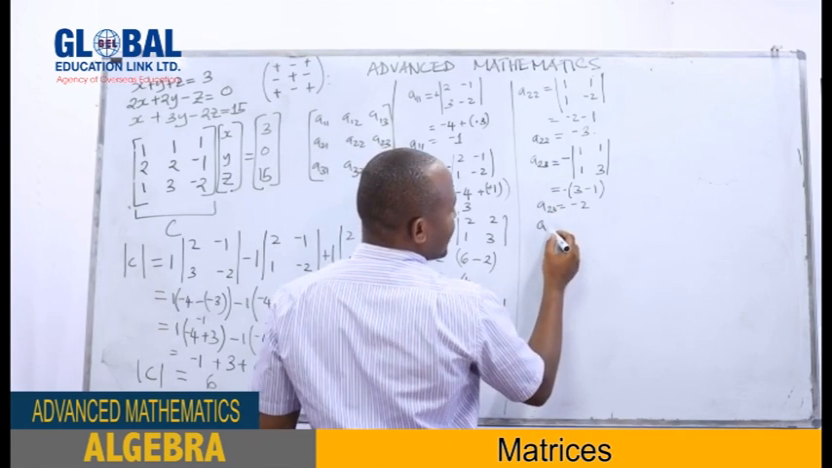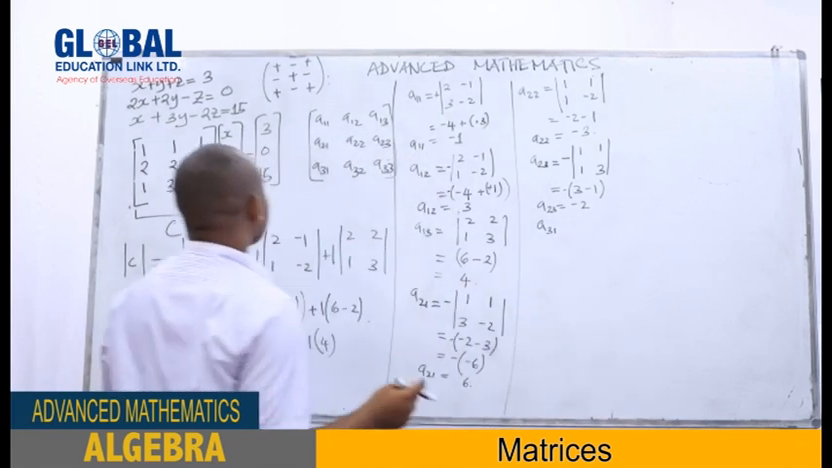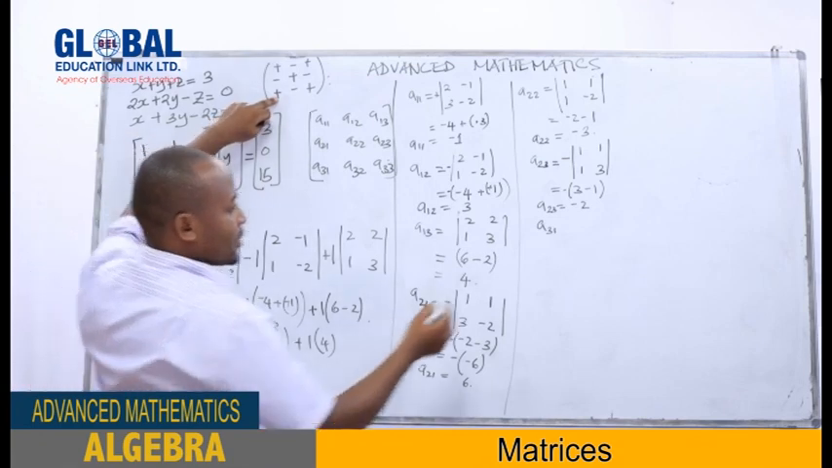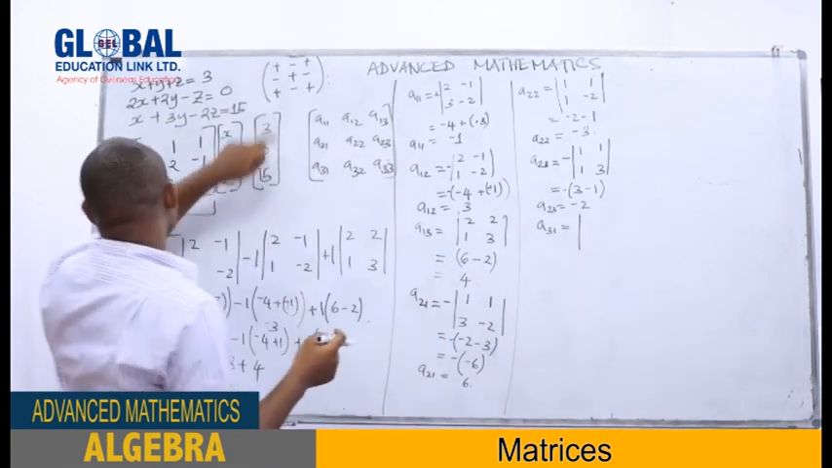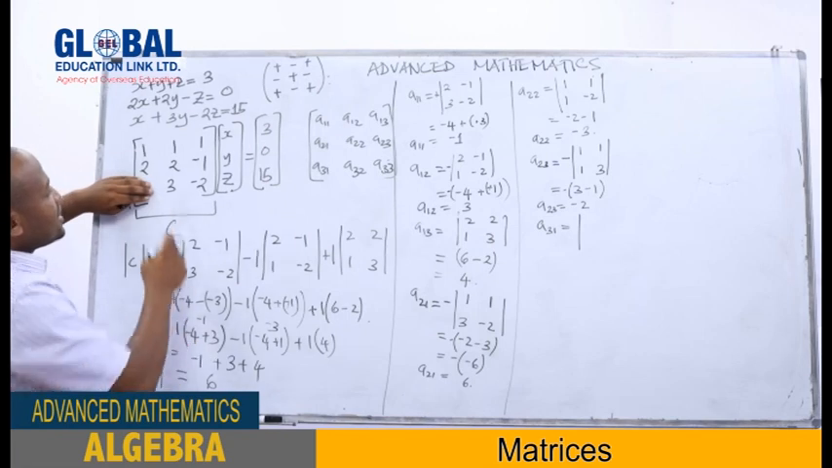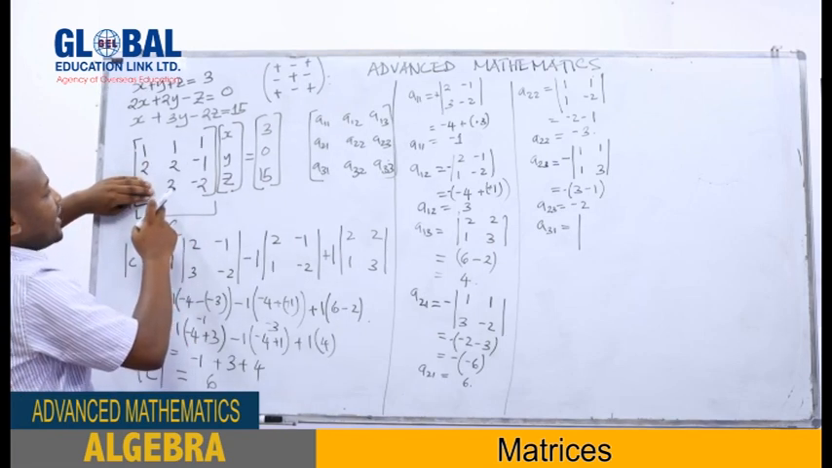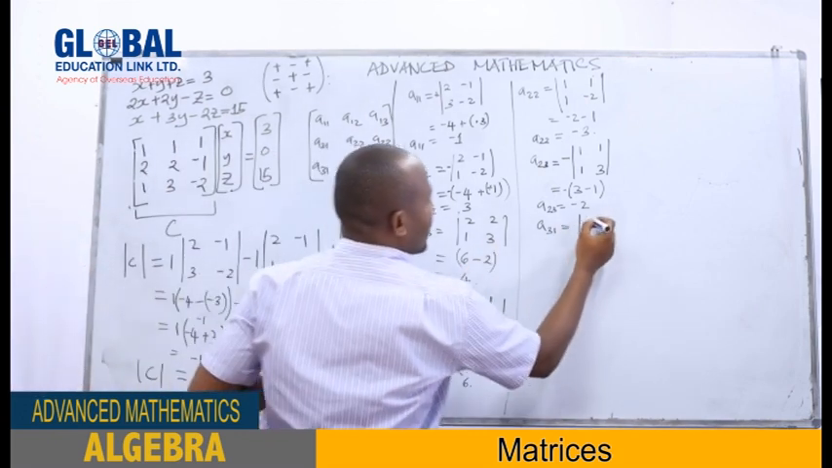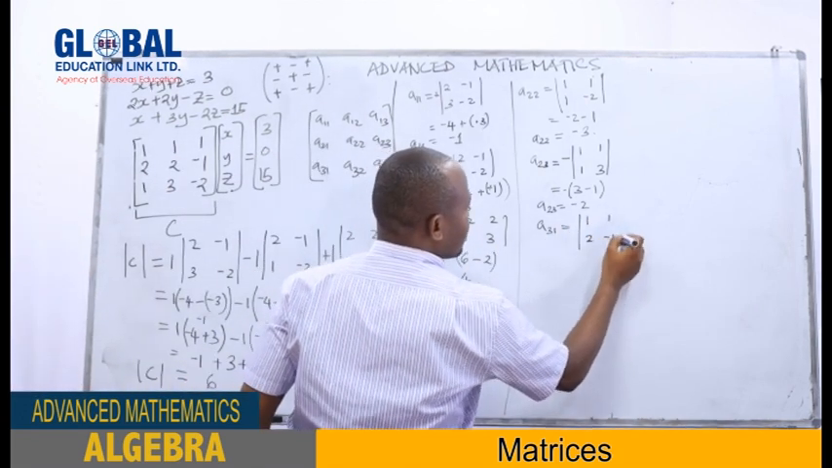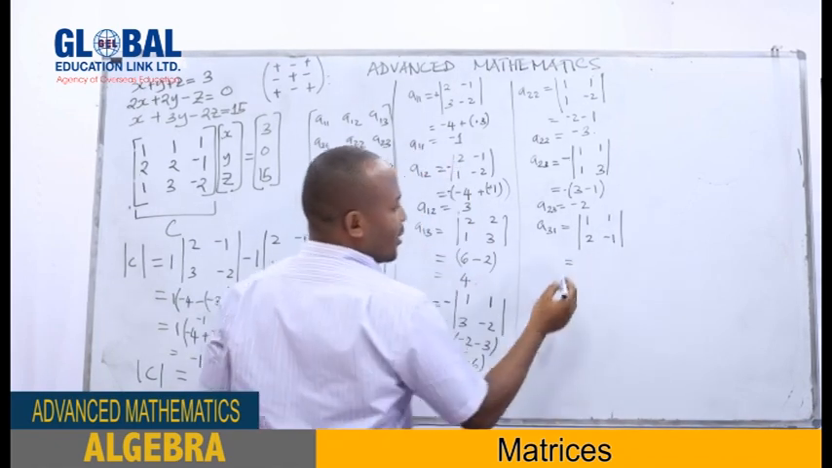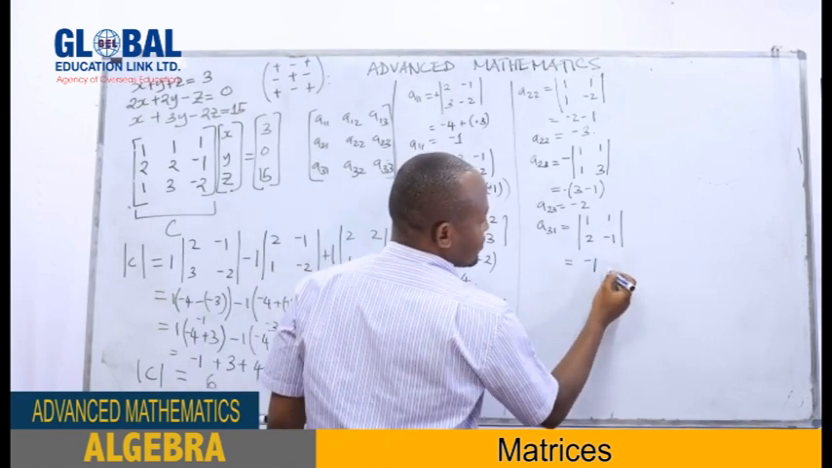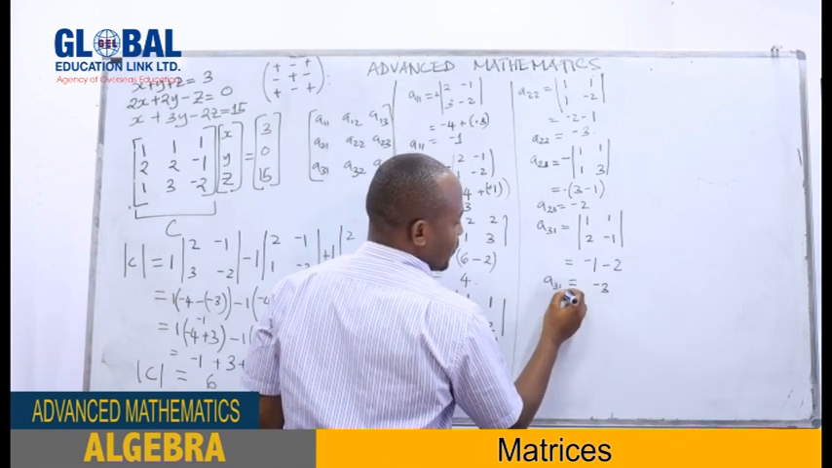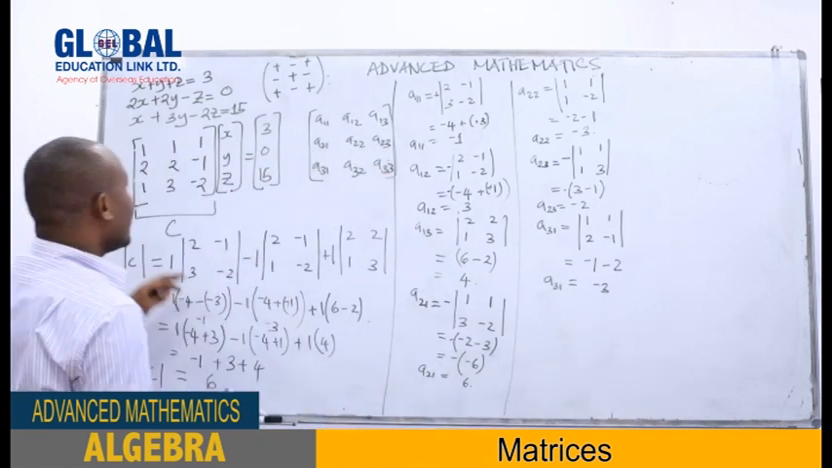Now let's talk about the cofactor of A3, 1. That means we are talking about that position, and the pattern says it is positive. That means it is positive, and we are talking about that position. That is 1, 1, the matrix that is left, a 2 by 2 matrix: 1, 1, 2, negative 1. Now manipulating that, we are left with negative 1 minus 2, then it's negative 3, that is 3, 1.